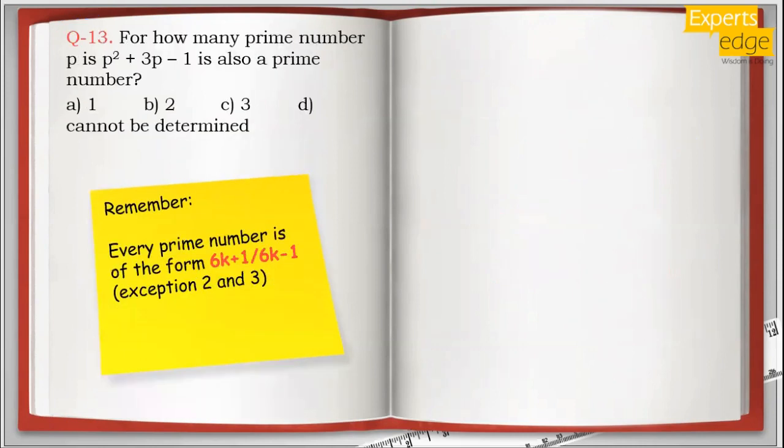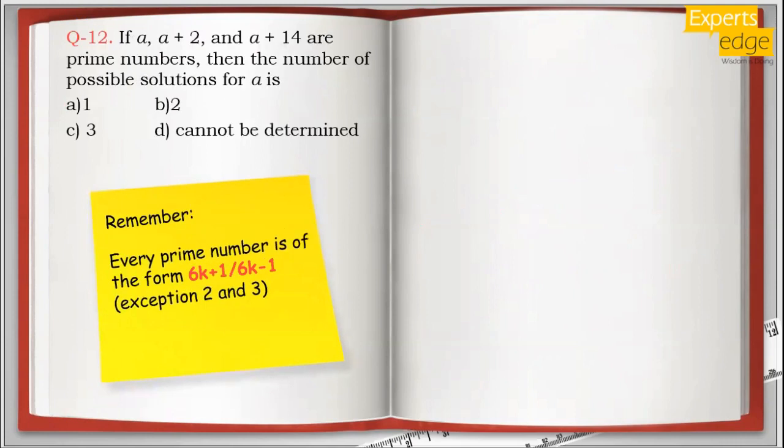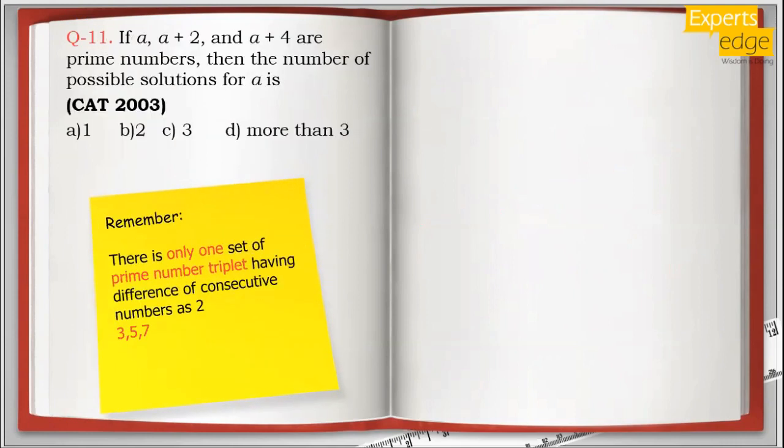Question number 11. It's a CAT question, CAT 2003, with a, a plus 2 and a plus 4, and a possible solution for that. So it's the same thing again: the difference is 2, the difference is 2. The only way out is that it has to be 3, 5, and 7. So the answer of this question is 1 only. Let's look at the general way of doing this question. If I twist this question around, how shall I deal with it?